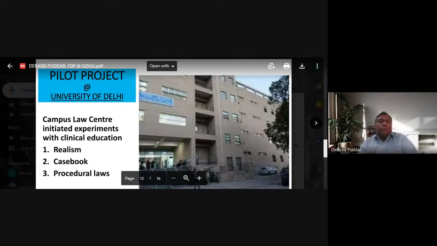So the pilot project of Ford Foundation started with the University of Delhi. So the Campus Law Centre initiated experiments with clinical legal education, the way I mentioned sometime back, that Justice Nariman was remembering that he joined the Campus Law Centre in 1976, immediately after the clinical legal education or case method was adopted by the Faculty of Law, and it was adopted actually with the patronage of Ford Foundation, because Ford Foundation arranged several consecutive visits of American law professors who came to Delhi University, who stayed back in Delhi University for months, and who actually taught the teachers at that point of time.